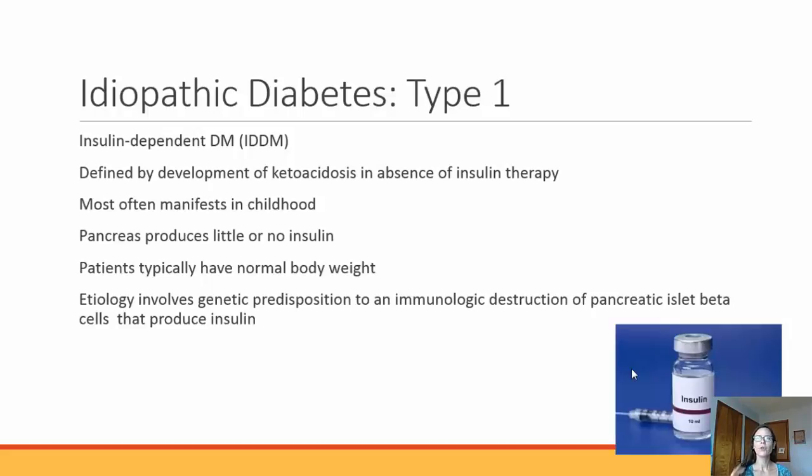If someone had type 2, usually they would have some insulin, or this would be less severe, but because there's no glucose to oxidize in type 1, the person has to rely on fat, leading to ketoacidosis. For most people, we see this in childhood, and we don't typically associate it with being overweight like we would type 2 diabetes.